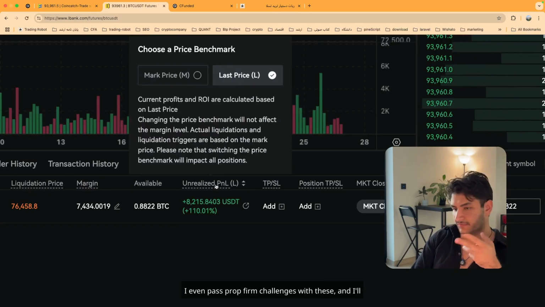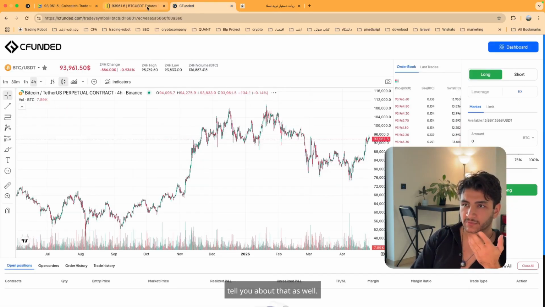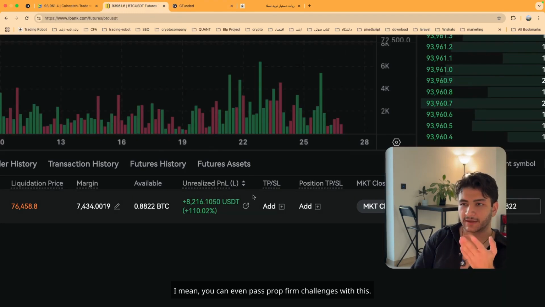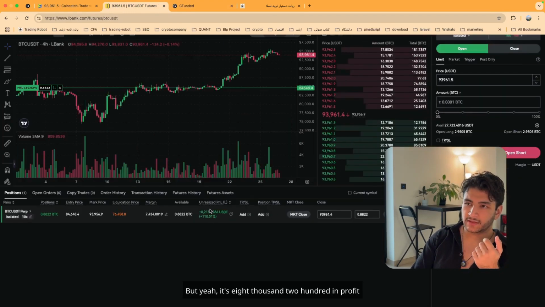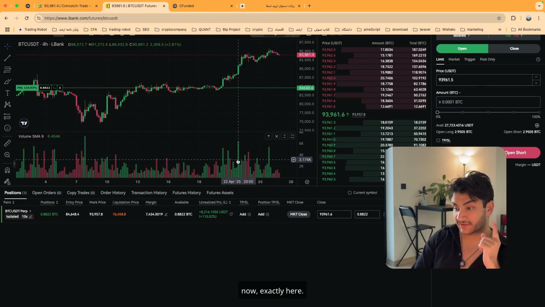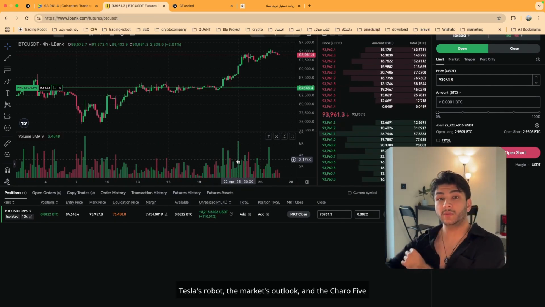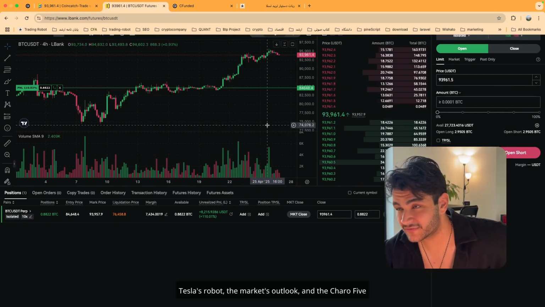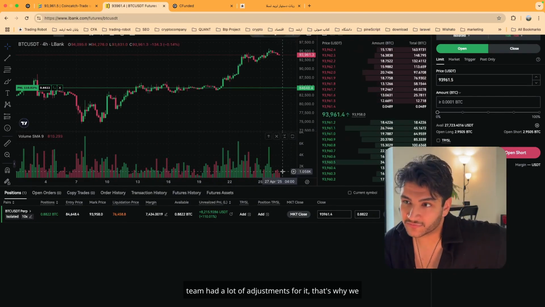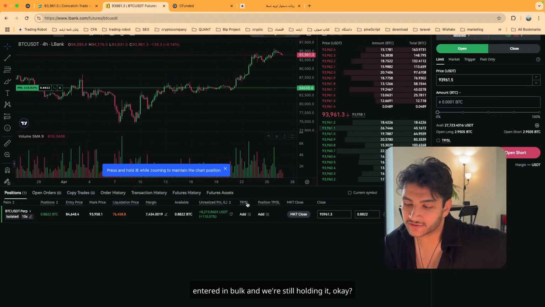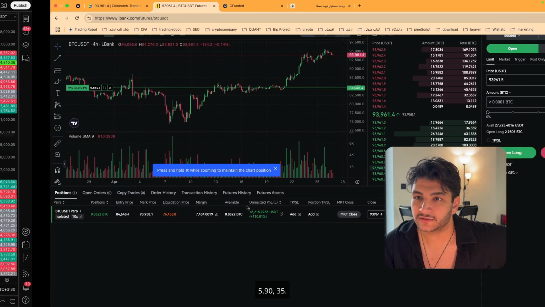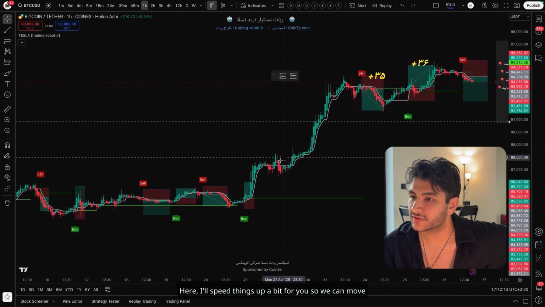I even pass prop firm challenges with these, and I'll tell you about that as well. I mean, you can even pass prop firm challenges with this. But yeah, it's 8,200 in profit now, exactly here. Tesla's robot, the market's outlook, and the Charo 5 team had a lot of adjustments for it. That's why we entered in bulk, and we're still holding it, okay? 5.9035. Here, I'll speed things up a bit for you so we can move forward faster.